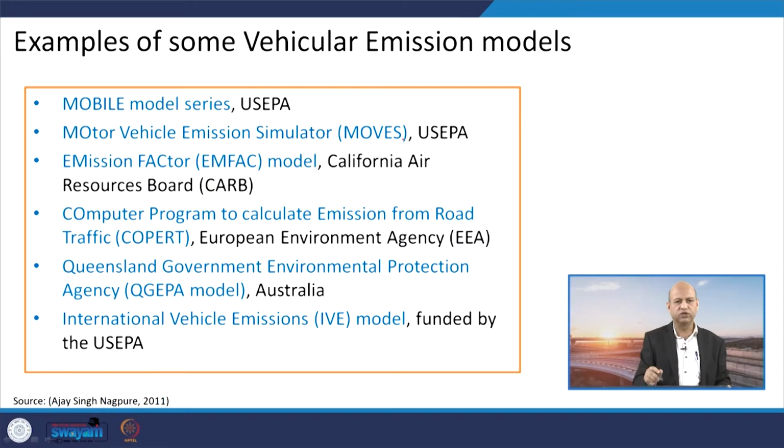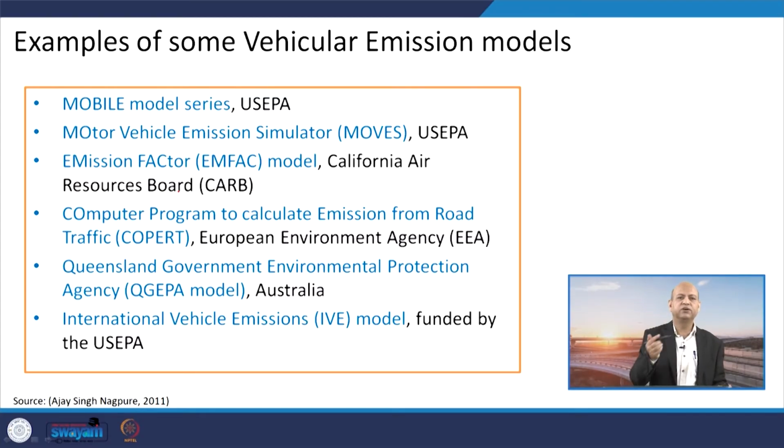After that the MOVES model was developed. These are developed by US EPA, the United States Environmental Protection Agency. But in the United States some states have their own models, like the California Air Resources Board, which has developed its own model known as the emission factor model, EMFAC. Then in Europe the popular model is COPERT, the computer program to calculate emissions from road traffic.